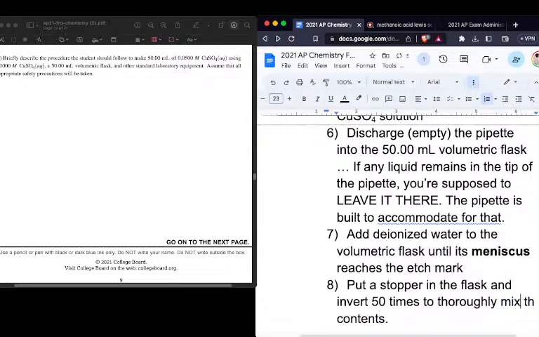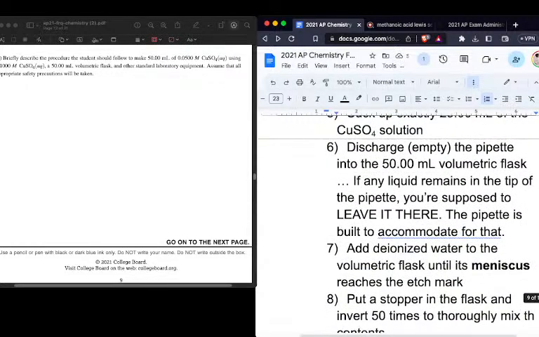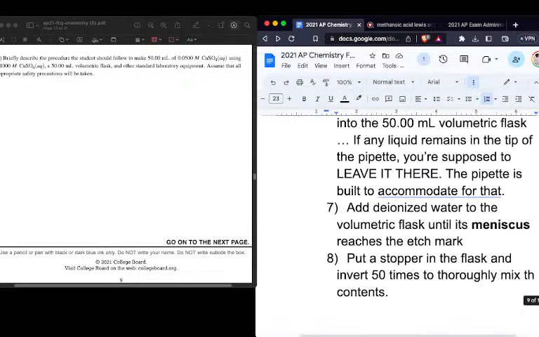So then you've added 25 mils exactly of the copper sulfate, and then you've added exactly 25 milliliters of water. Didn't matter how much you had accidentally left in here because there was already the deionized water in there. And then you have to mix it thoroughly by flipping it and going shake, shake, shake. And they say 50 times. And even in analytical chemistry, I don't really remember doing it 50 times. You just mix it a lot.